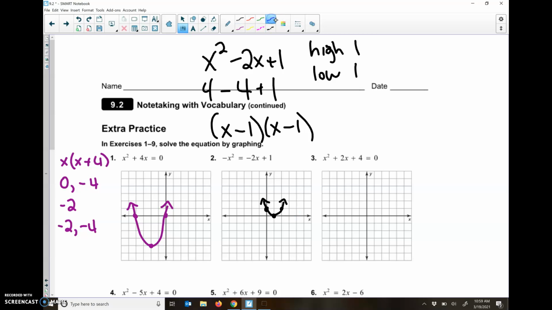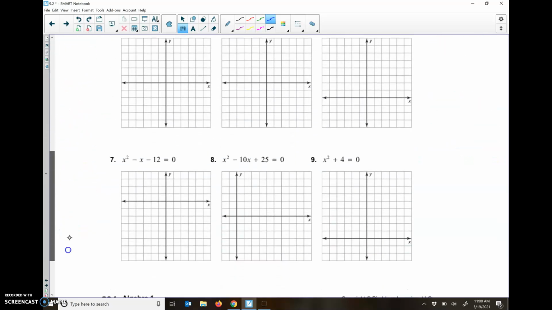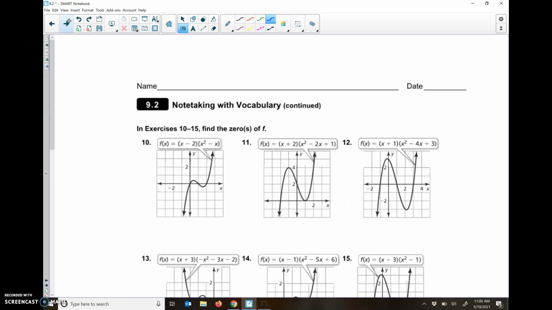Number 3, so x squared plus 2x plus 4. This one is going to be a no solution. It is not possible. There's not two numbers that multiply to 4 and add to 2. The only way you can get to multiply to 4 is 4 and 1. Well, 4 plus 1 is 5, not 2, or 2 and 2. And 2 plus 2 is 4, not 2. So some of these are not going to be possible, and you're just going to have to try those and then graph them to see what it looks like. Otherwise, the rest of these are pretty similar. And then here, it just wants us to find the zeros.